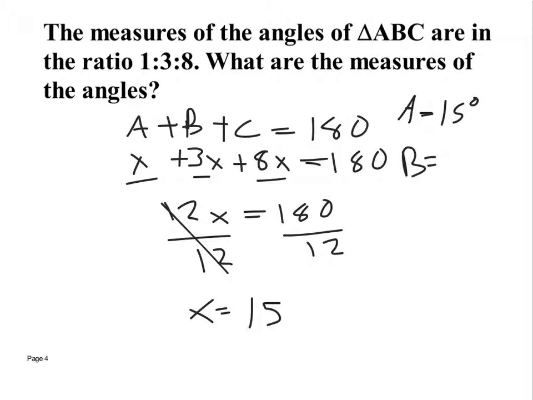B would be how many degrees? 45, the 3 times the 15. 15 is x, 3 times x is 45. So C, 8 times 15 would be 120. Good, and then there's my answer.